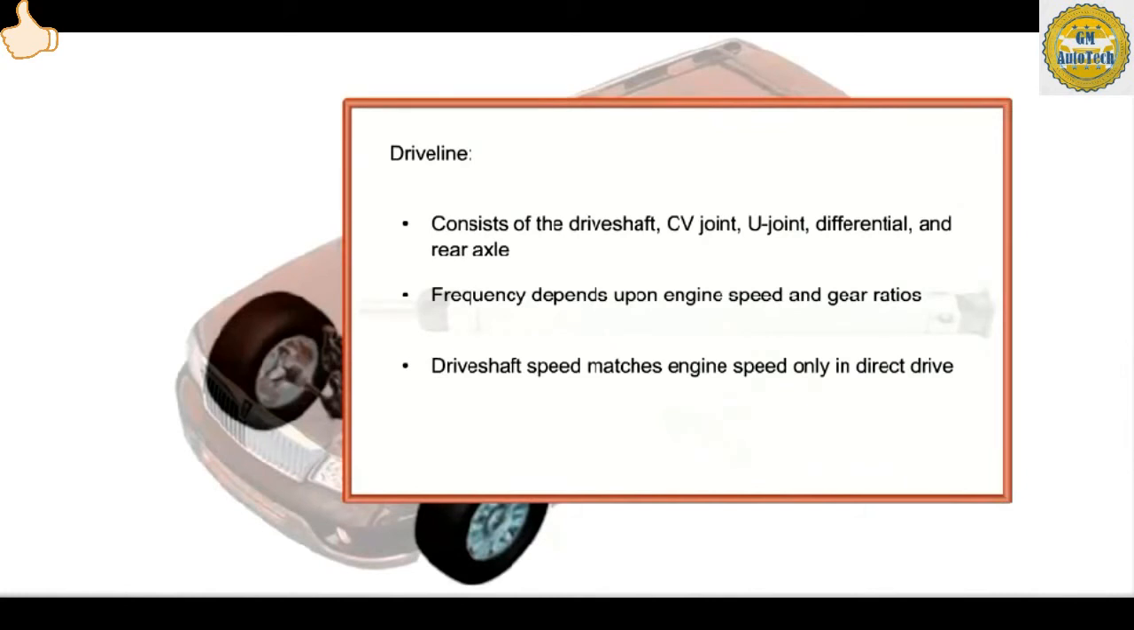The drive shaft is the largest of the driveline's rotating components and is a common cause of vibrations. The drive shaft has its own unique frequency that is typically different from the engine and wheels and tires. The exact frequency of the drive shaft depends upon engine speed and gear ratios. Drive shaft speed matches engine speed only in direct drive. At all other times, drive shaft speed is modified by gear ratios in the transmission. Likewise, gear ratios in the axle modify rotational speed, causing the tires and drive shaft to rotate at different speeds.